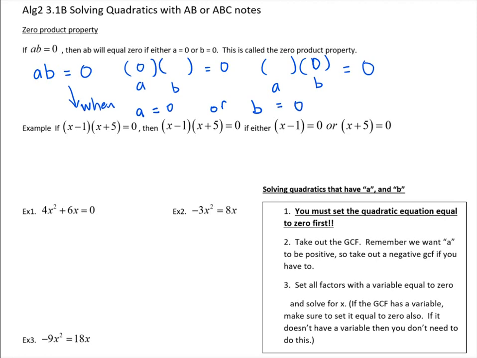So we're going to apply the zero product property to this example down here. So if we want x minus 1 times x plus 5, let's pretend this is our A and our B. So when will A times B equal 0? When x minus 1 equals 0 or when x plus 5 equals 0, okay? So that's the zero product property.